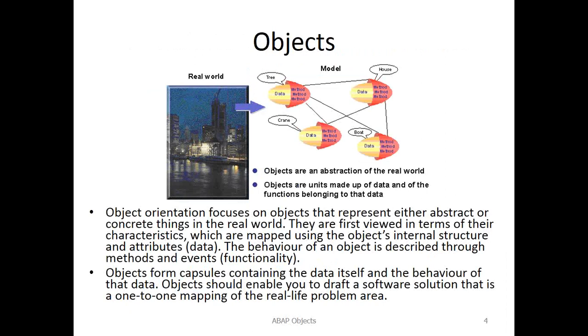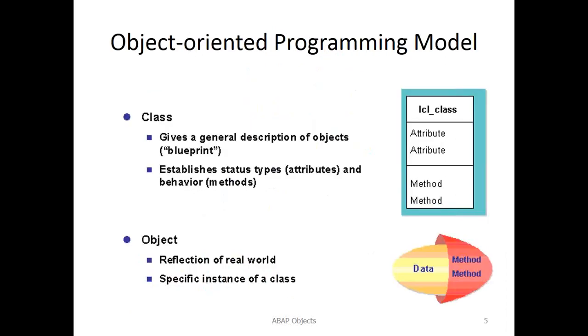Now you have to know the difference between class and object. What is the difference between class and object? Class is a blueprint. Object is the representation of the real-time world. Class will not have physical existence.